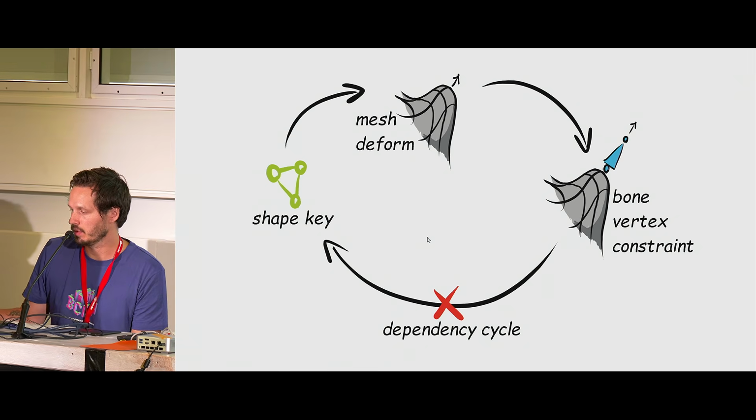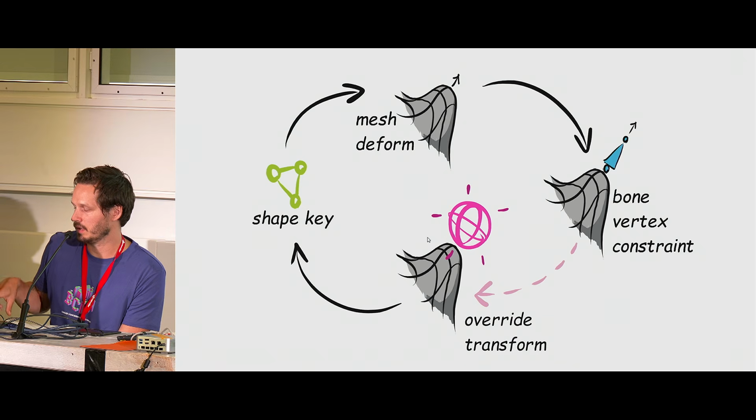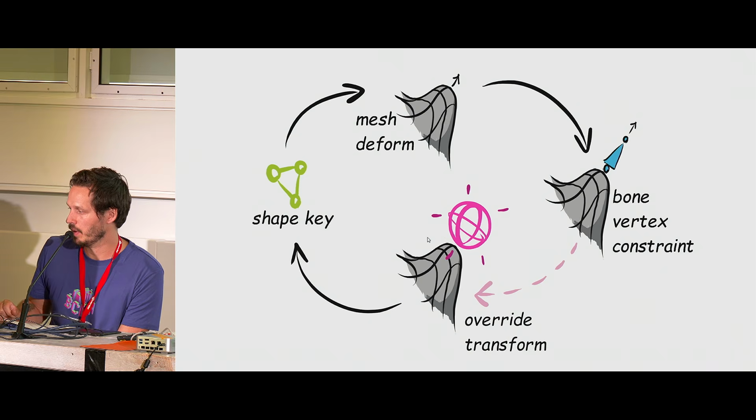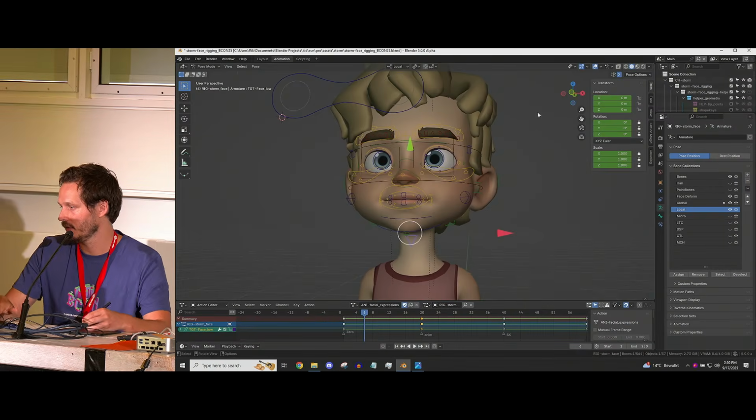And the solution right now in Blender is to use the override transform, where you use a separate bone that's not attached to the mesh, but it uses the visual location and the visual override of that bone that is actually attached to the mesh. And that basically breaks that dependency cycle. And there are some updates that have been made. Let me see if I can show you.